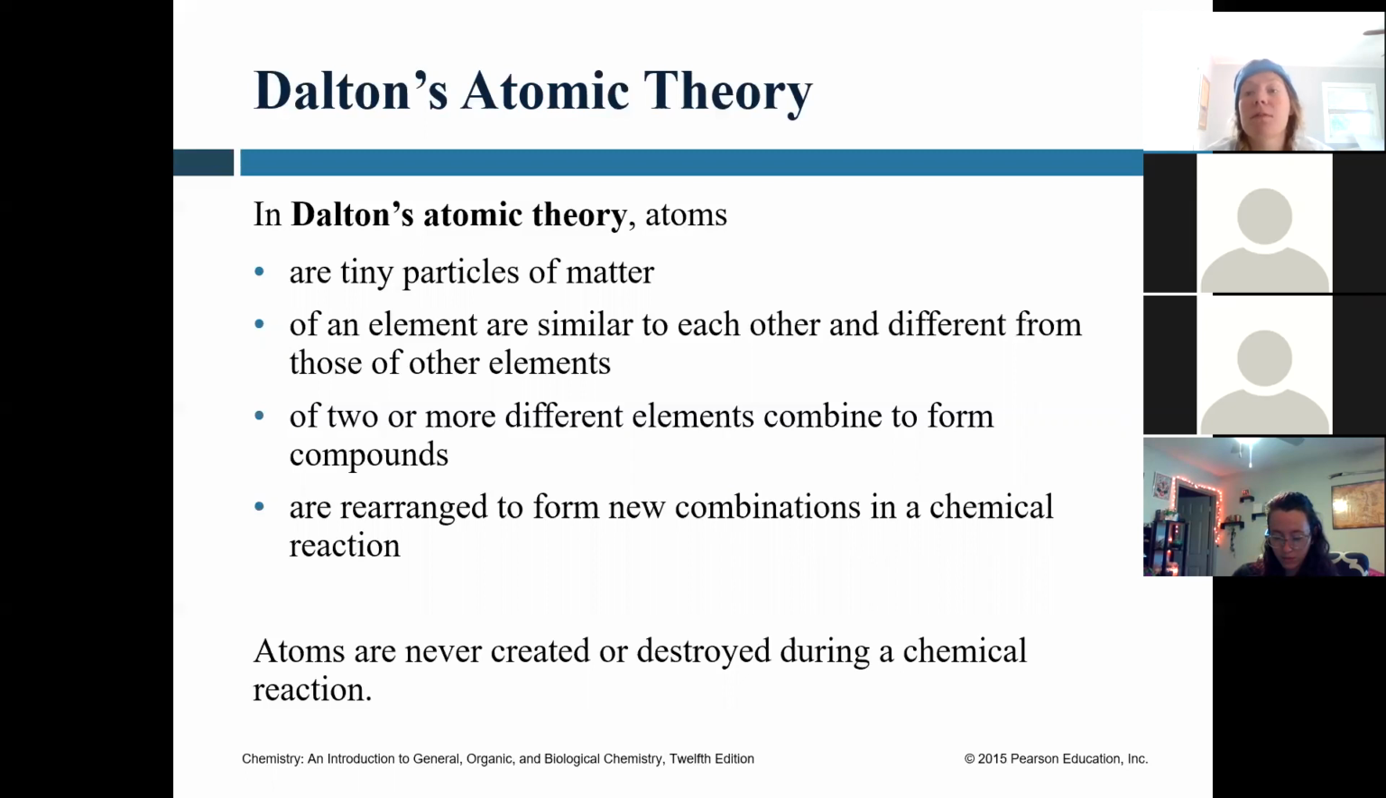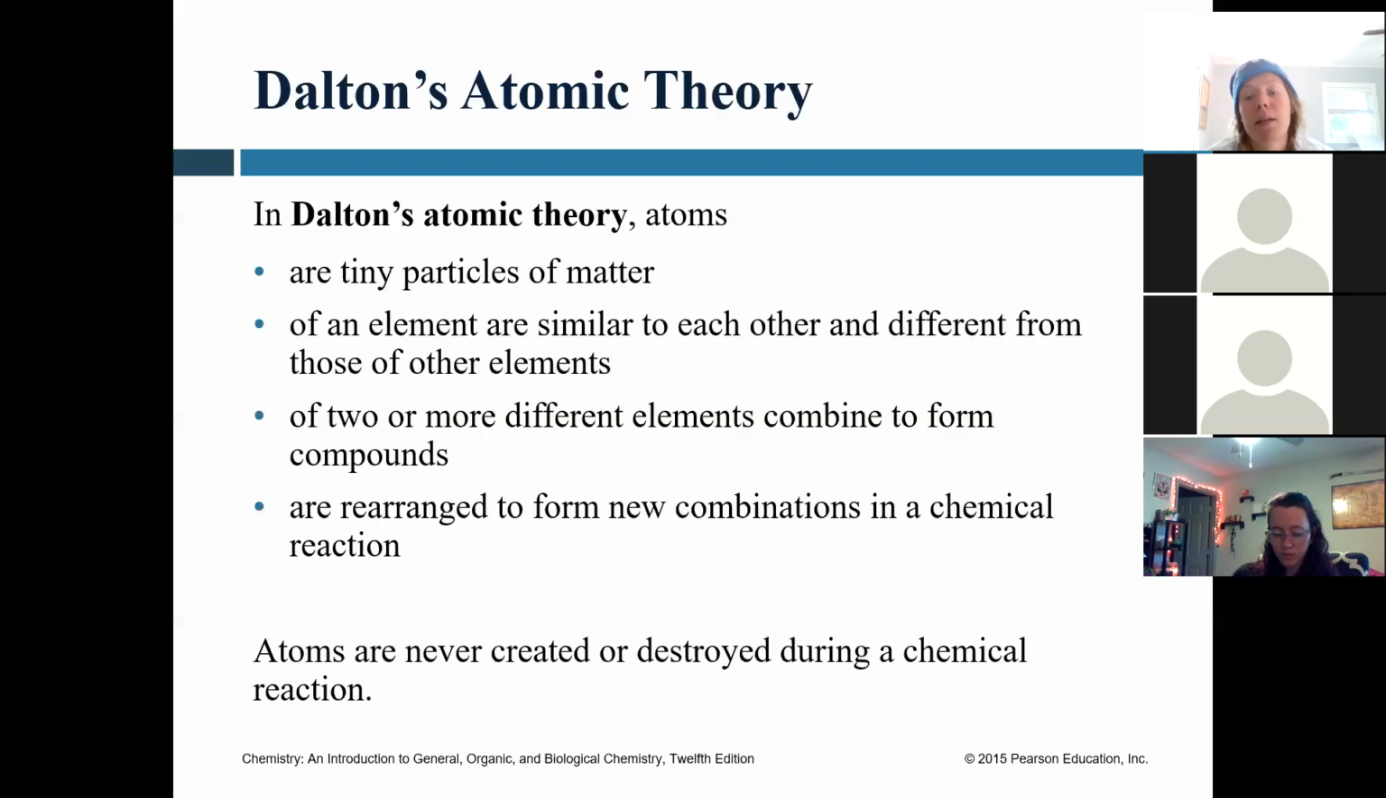Atoms of two or more different types of elements can combine or bond together to form something called a compound. So an element would be sodium, another element would be chlorine, a compound would be sodium chloride. Those two bonded together, which is table salt.